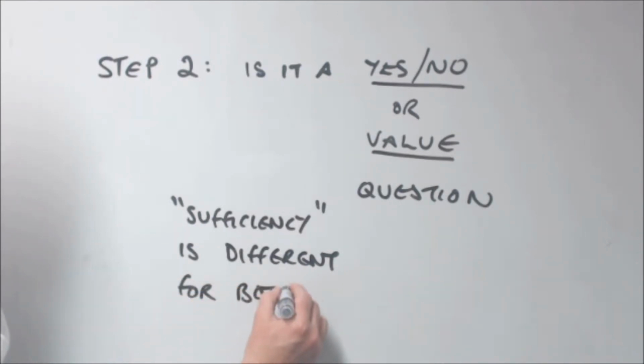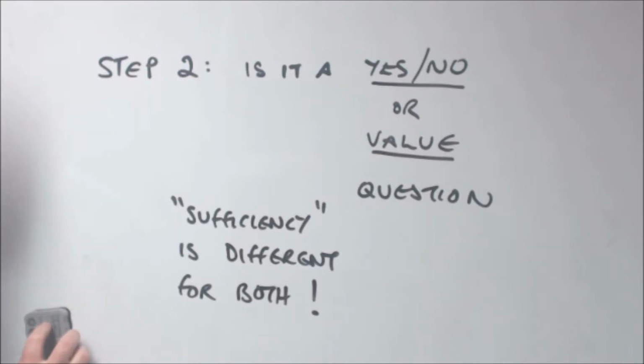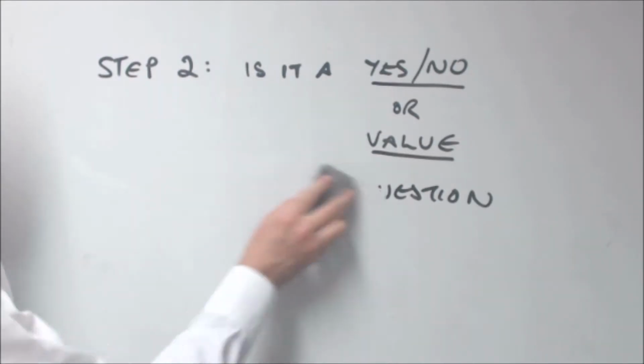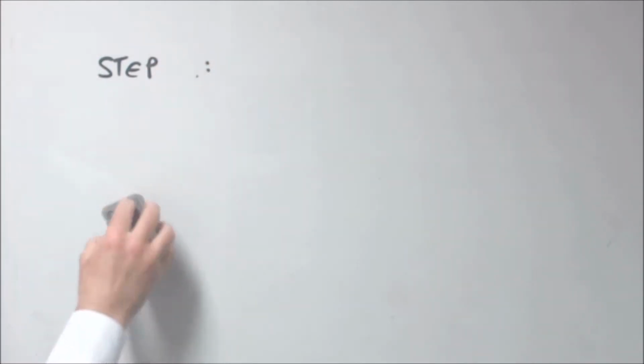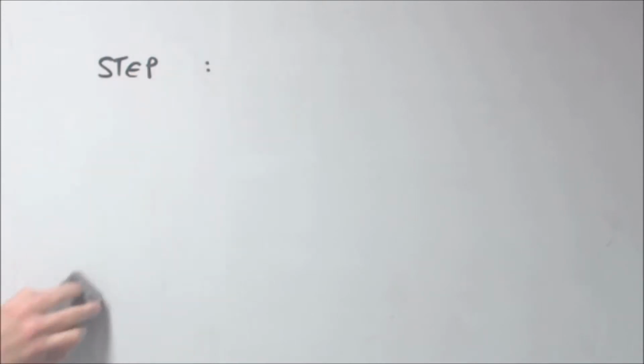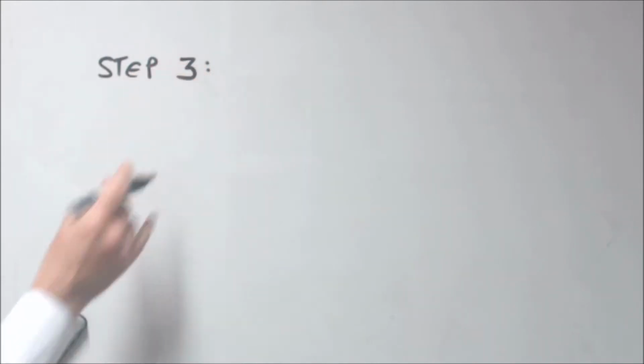For example, for a value question, sufficiency means you can establish only one value. If there's more than one possible value, it's not sufficient. For a yes/no question, it must either be always yes or always no. Okay, this will become much clearer as we do some example questions and as you do more practice. Okay, so step 2: is it a yes/no or is it a value question?